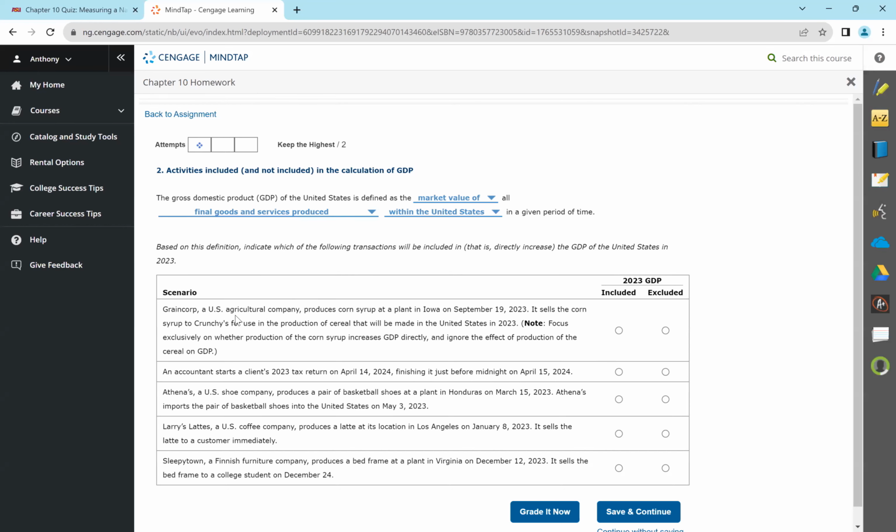So let me see here. First one, Grain Corp, a U.S. agricultural company, that doesn't matter. Produces corn syrup at a plant in Iowa, that matters. It sells the corn syrup to Crunchy for use in 2023. So notice it produces and sells it in the same year. That is included because it's done in the United States in that year.